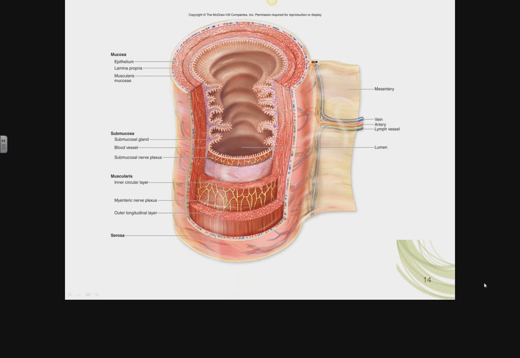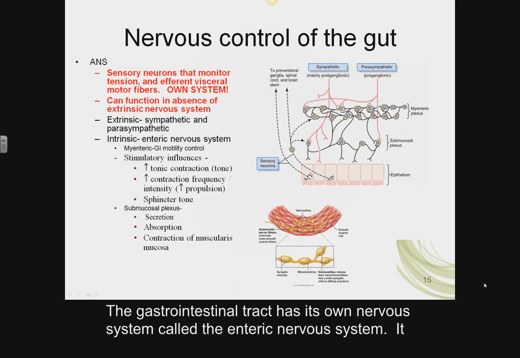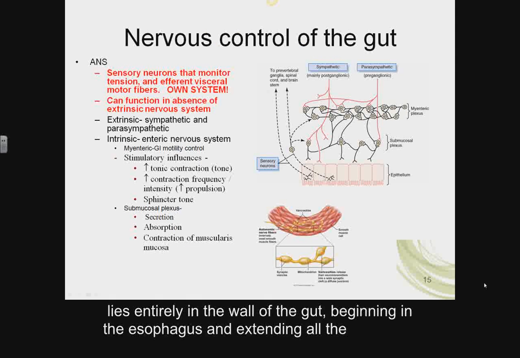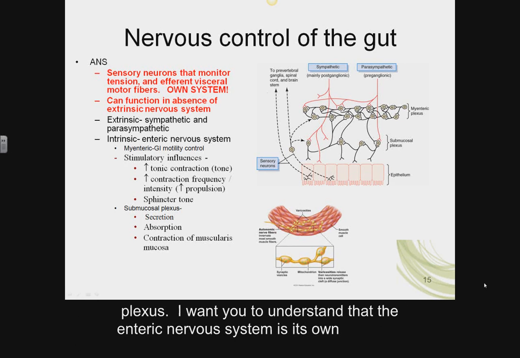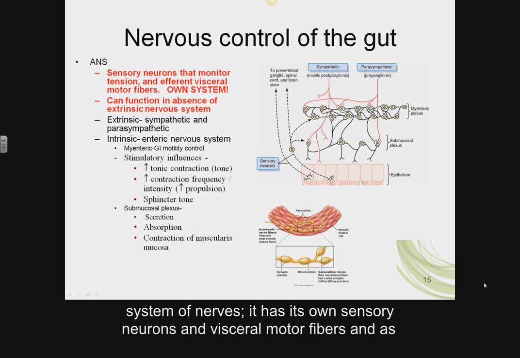This picture is not in your book, but I really want to emphasize the gastrointestinal tract has its own nervous system called the enteric nervous system. That's shown here in the picture as the myenteric plexus and submucosal plexus. These neurons lie entirely in the wall of the gut, and they begin in the esophagus and extend all the way to the anus. The 2 plexi again are the myenteric and submucosal plexus.